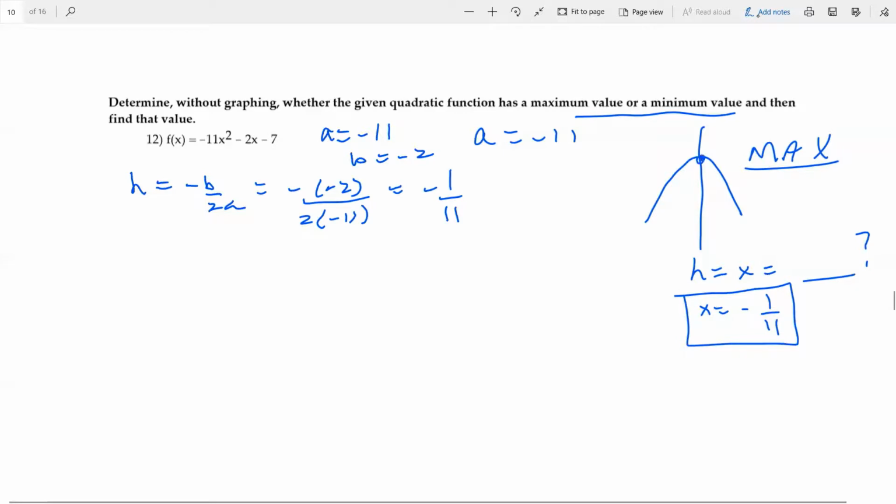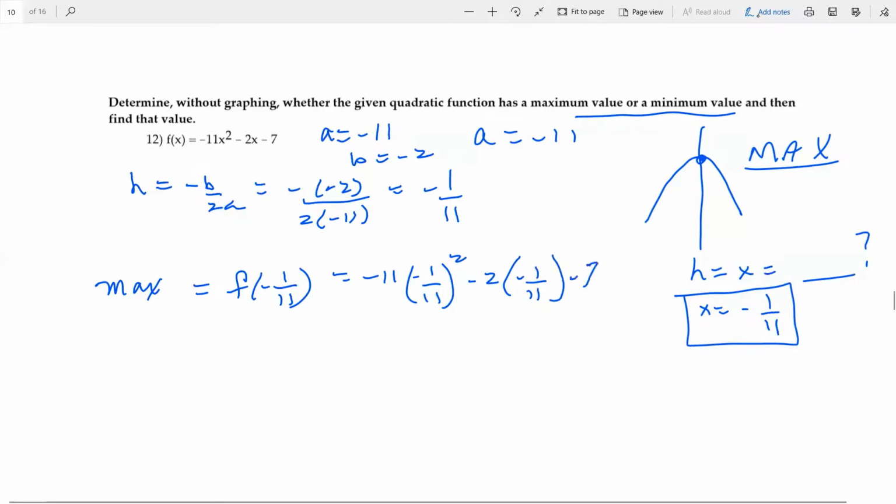To find this maximum value, we have to plug that value into the function. So the max is going to be f of minus 1 over 11, which is equal to minus 11 times minus 1 over 11 quantity squared minus 2 times minus 1 over 11 minus 7. So this is equal to minus 1 over 11, plus 2 over 11, and 7 is 77 over 11. So this would be minus 77 over 11, which is equal to minus 76 over 11.